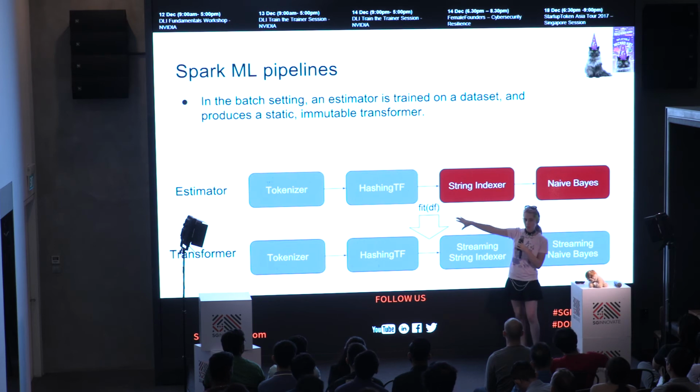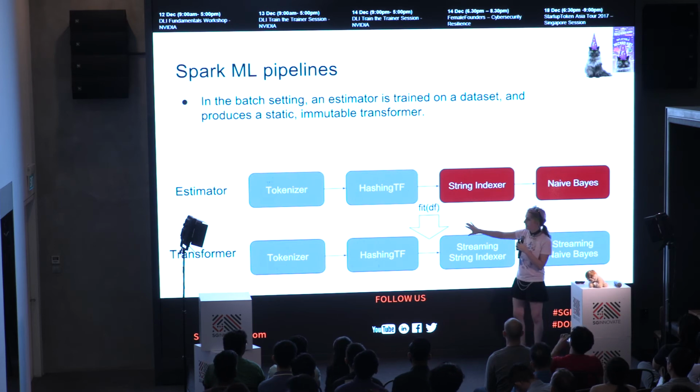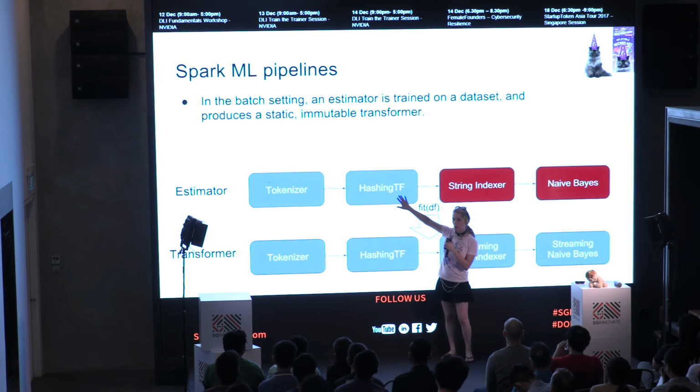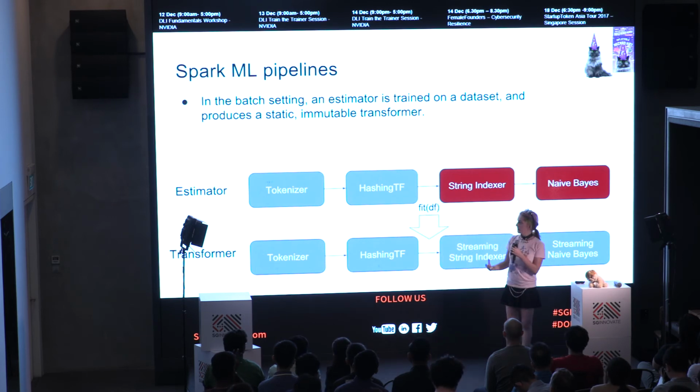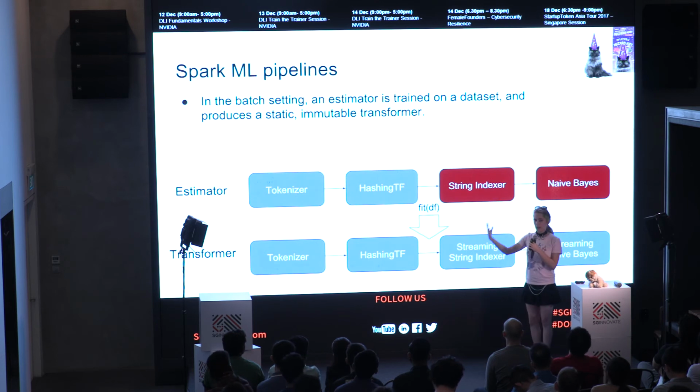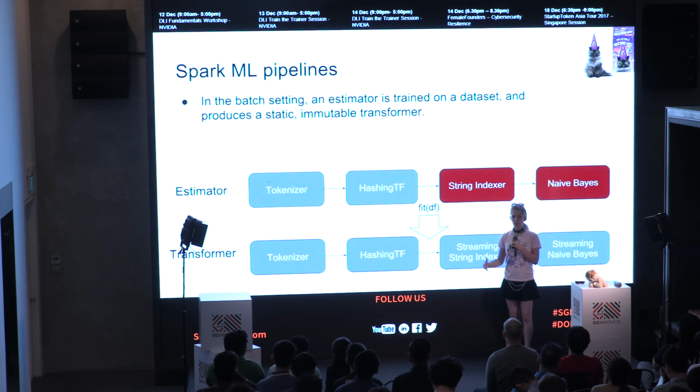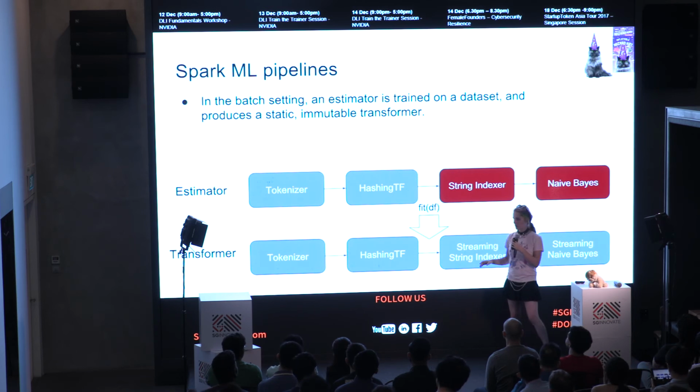And you'll notice some of them are colored blue and some of them are colored red. And the blue ones are what we call transformers. And transformers don't have to be fitted. And our estimators are colored red, and they have to be fitted to our data. And pipelines are Spark's idea that you should be able to put a bunch of these together and then just ask Spark to fit the entire thing for you, so you don't have to worry about fitting each thing individually and wondering what's going on.